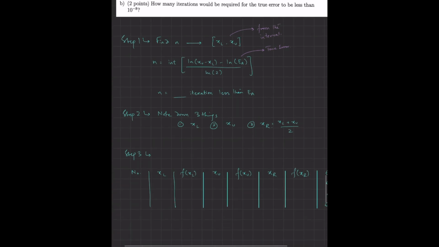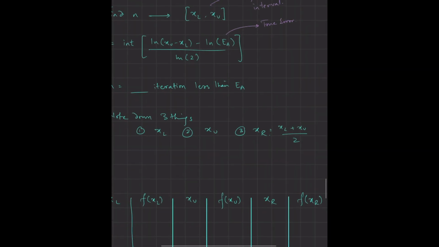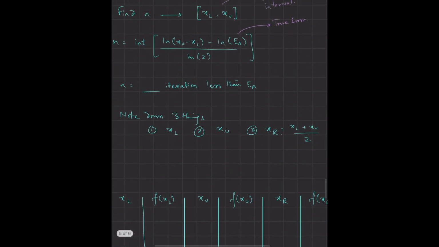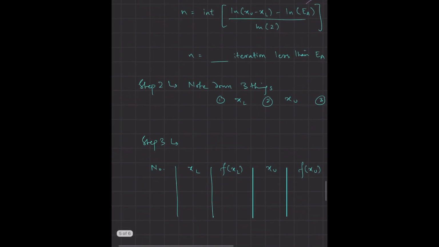Okay, let's go to step 2. These are the most important things, because when you make a table in step 3, you will need these in a synchronized order. So for me, I always write XL first, XU, and then XR. XR is basically the average of these two. That's it.